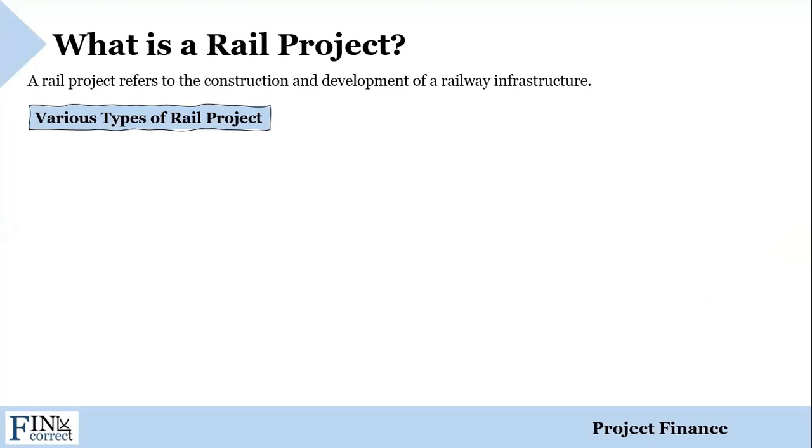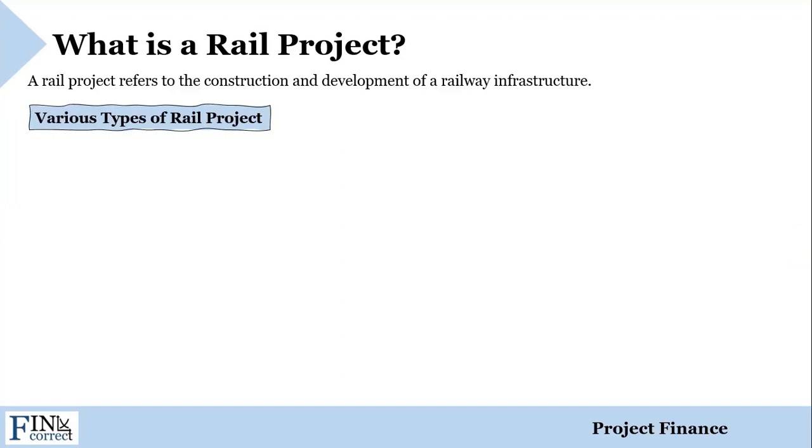What is a rail project? A rail project refers to the construction and development of a railway infrastructure involving tracks, stations, and associated facilities to facilitate the movement of trains, passengers, and goods. This project plays an important role in transportation, connecting regions together, and promoting economic growth.